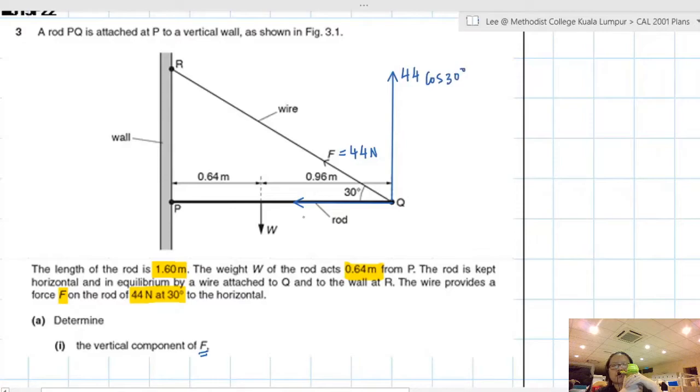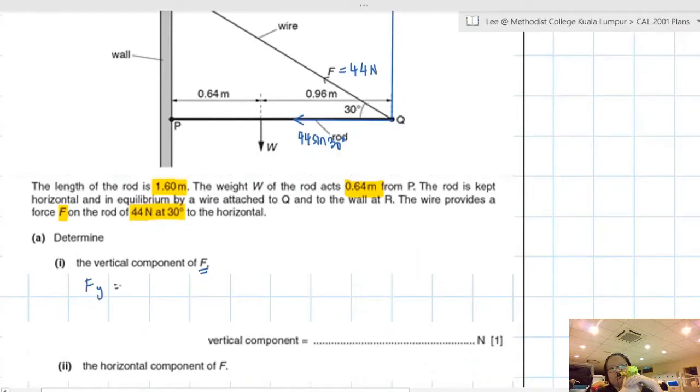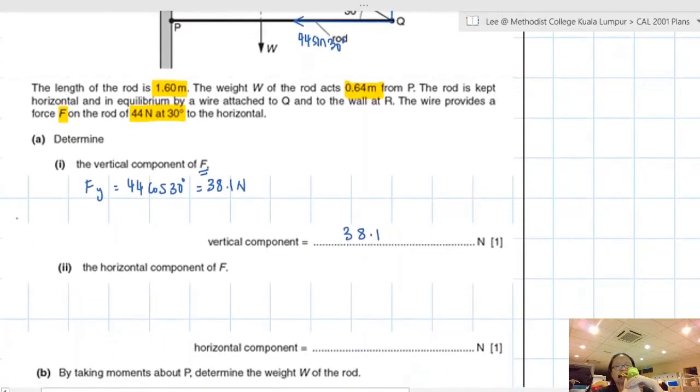Anyway, when we resolve this, the vertical one has no angle, so it's 44 cos 30. Then I'm just going to press my calculator. 38.1. Write your answers in 2 to 3 SF. Do not leave as 44 cos 30. So Fx will be 44 sine 30. That will be 22 Newton.